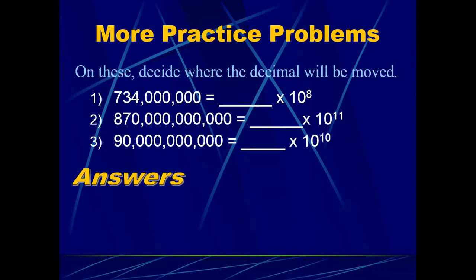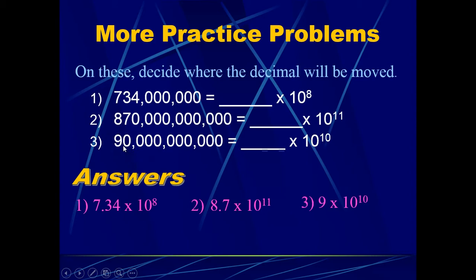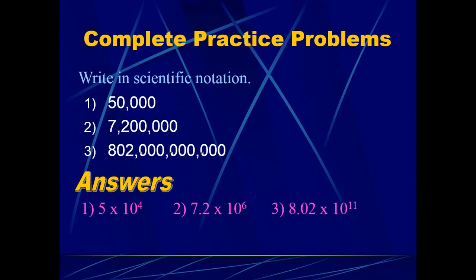Now, you can also practice with, okay, what should be the number here? Well, if it's times 10 to the 8, this would be 7.34. And if this is times 10 to the 11, it would be 8.7, assuming 2 sig figs. And if this is 90 billion, we would move it all the way over to here to get that 10, and it would just be 9 with 1 significant figure. And here are some more examples with that process as well.